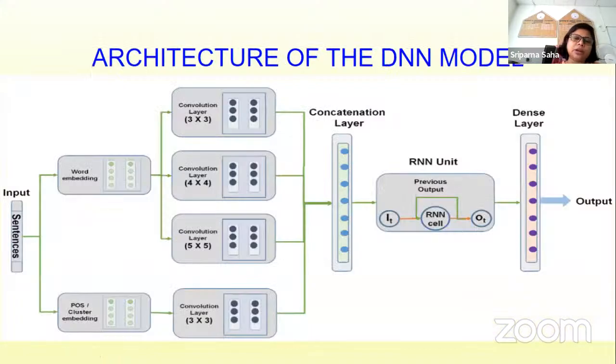So this is our proposed approach. You can see that we have the word embedding. We are applying the CNN with different filter sizes on the word embedding, determining different character level features, and then concatenating these features. Similarly, we have the part of speech and the cluster embedding, which we pass through the CNN layer to extract features. All those are concatenated together, and then there is an RNN unit, and finally a dense layer for the classification. Yes, please go ahead. Any question?